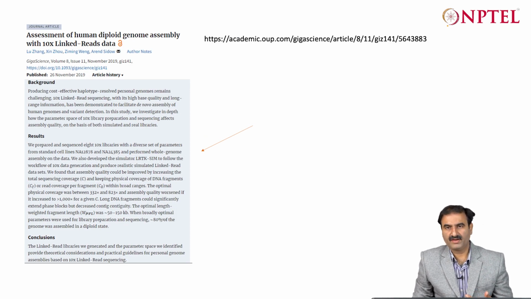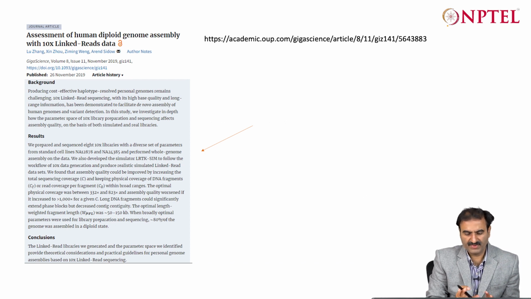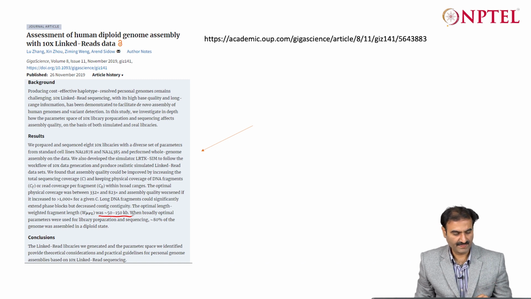Similarly, another paper assessed the human diploid genome assembly using the 10x linked reads, and basically they showed what should be the optimal amount of DNA to be generated in terms of coverage for the best assembly quality, and also what should be the optimized length-weighted fragment length, which was 5 to 50 kb, 50 to 150 kb, and also the other parameters that you should keep in mind while you are doing the diploid genome assembly for humans, for example.